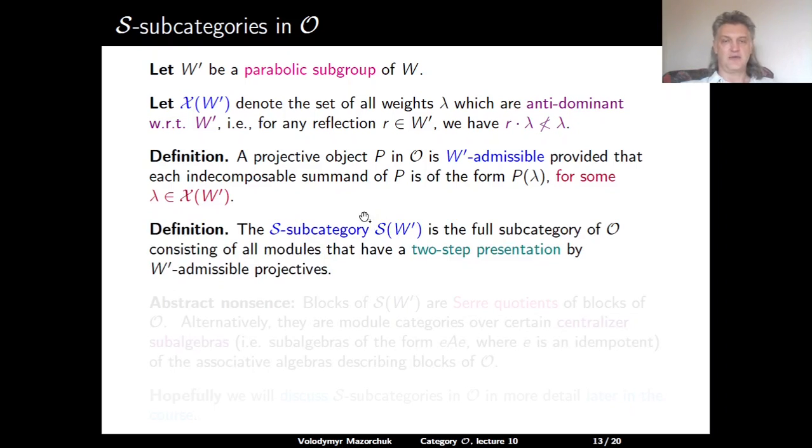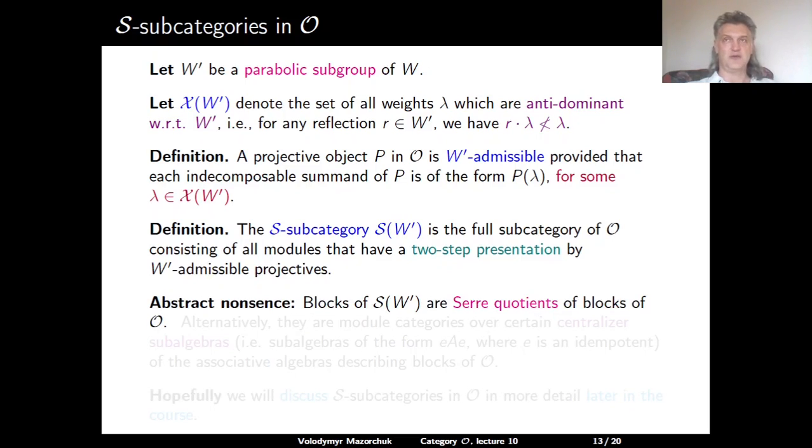The S subcategory S W prime of O is defined as the full subcategory of O consisting of all modules that have a two-step presentation by W prime admissible projective modules.